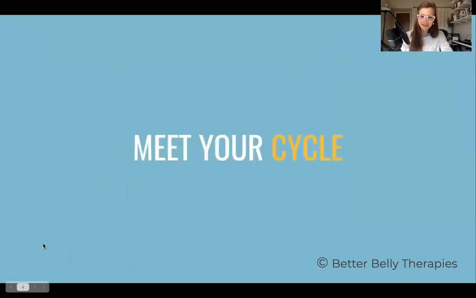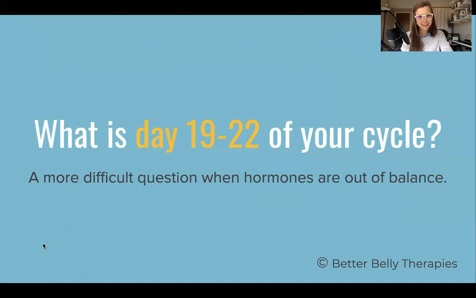So a little bit of background on your cycle, meet your cycle. What is day 19 through 22 of your cycle? It's a more difficult question, especially when your hormones are out of balance. And this is a much more likely thing to be happening if you are sick or if you're having gut health problems, if you're having any type of chronic illness or high amounts of histamines, any of these things going on. Day 19 through 22 is now a much bigger question mark because normally it would be simply 19 through 22 days after the first day of your most recent period.